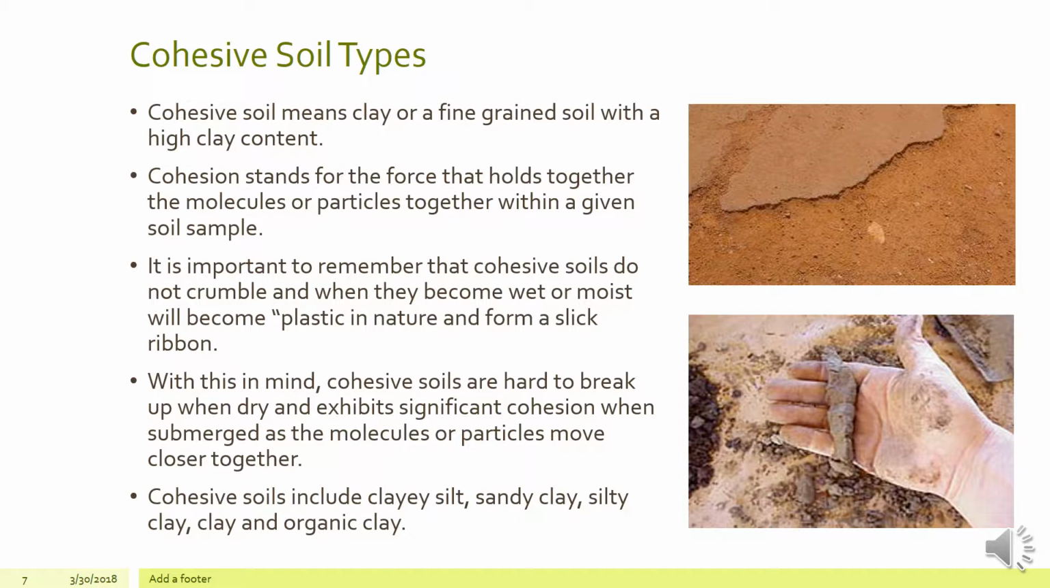So cohesive soil means clay or a fine grained soil with a high clay content. Cohesion stands for the force that holds the molecules or particles together within a given soil sample. It is important to remember that cohesive soils do not crumble, and when they become wet or moist, will become plastic in nature and will form a slick ribbon. That's what that lower image shows: how that clay has gotten moist and now becomes like a slick ribbon. With this in mind, cohesive soils are hard to break up when dry and exhibit significant cohesion when submerged as the molecules or particles move closer together. Cohesive soils include clay silt, sandy clay, silty clay, clay, and organic clay.